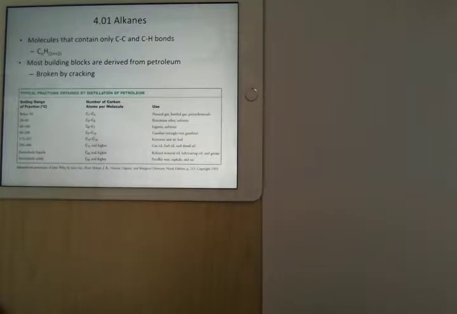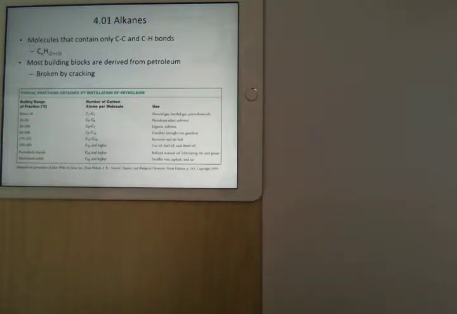These are almost exclusively derived from petroleum. So you can first get them off from distillation, and the point at which it actually distills, those different fractions are used for different things. Very small things are typically used for natural gas.